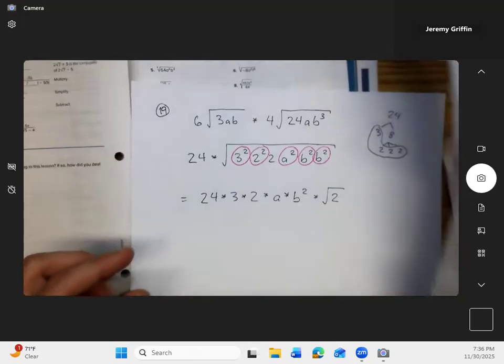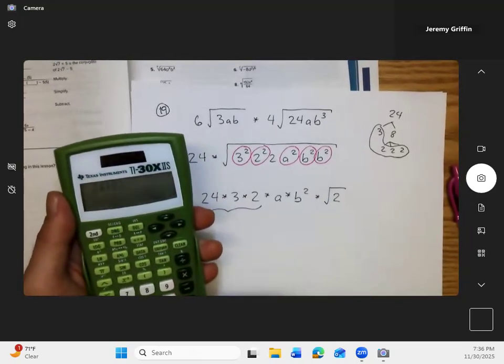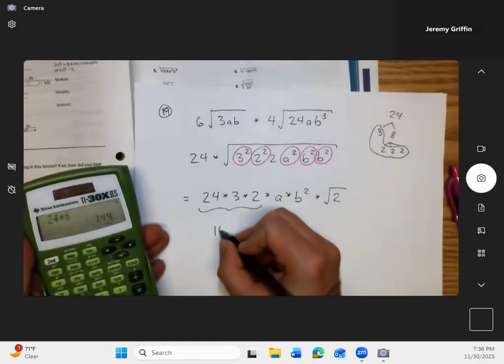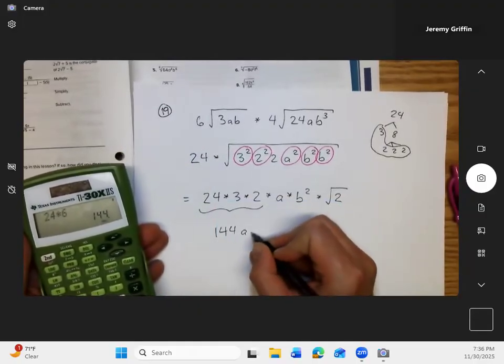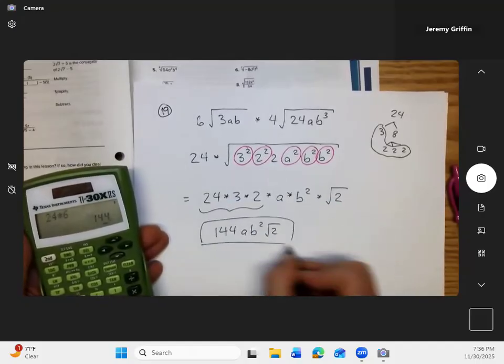Last thing, I'll just combine these constants. 24 by 6 is 144. So it's 144 A B squared, and I do have a root 2 still in the mix. Boom.